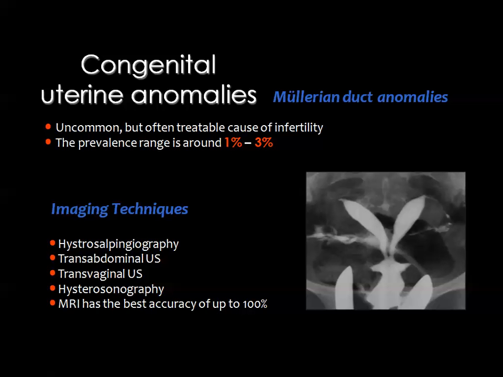These anomalies are usually diagnosed by many radiologic techniques. Previously, hysterosalpingography was one of the major tools that is still used up till now for evaluation of suspected uterine anomalies. Then the transabdominal ultrasound and transvaginal ultrasound, sonohysterography, and MRI, of course, is one of the most accurate tools for evaluation of congenital anomalies of the uterus.